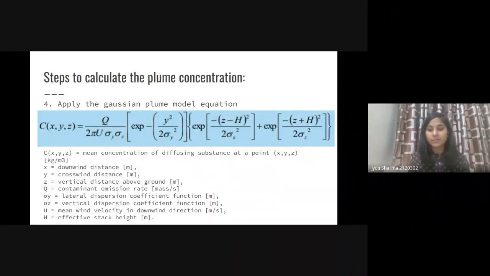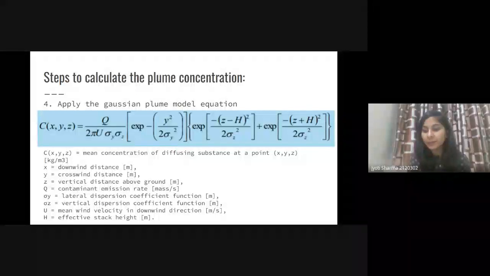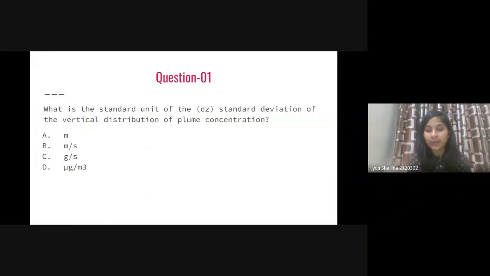So this is the brief introduction about the Gaussian dispersion model. This is just the starting. Based on that, we have the MCQs, and now we will try to give the answers.